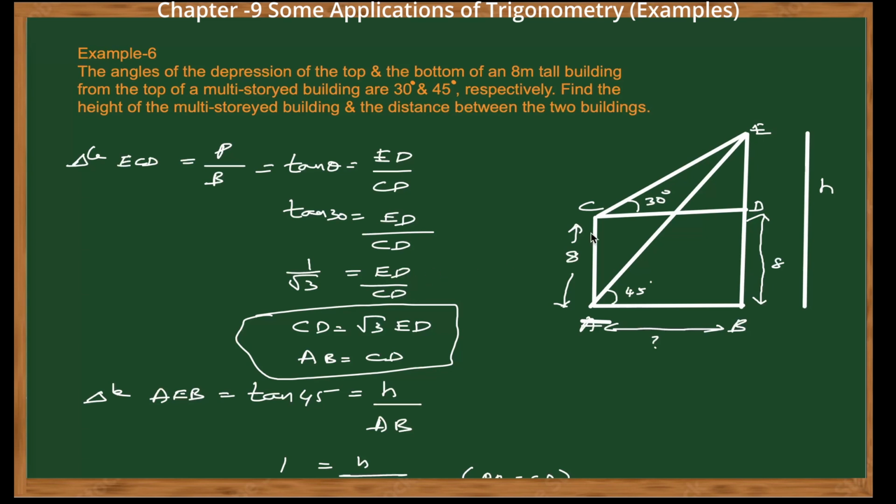So remember, when you have multiple triangles, you can solve one by using the trigonometric ratios. You get the value, and try to get the other unknown value from the first triangle which you have resolved. Okay students, let's move to the next question.